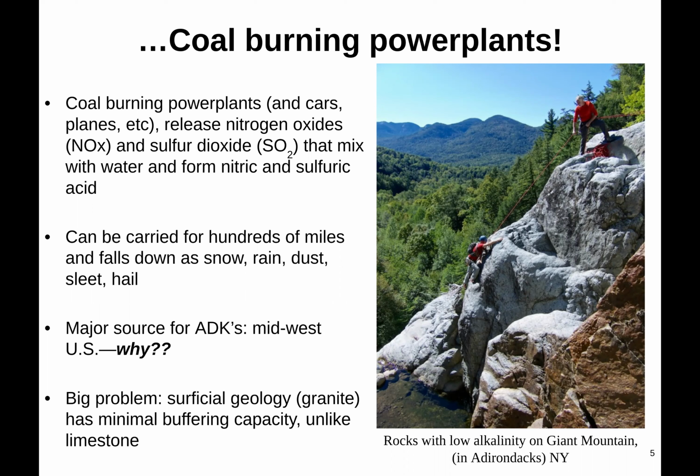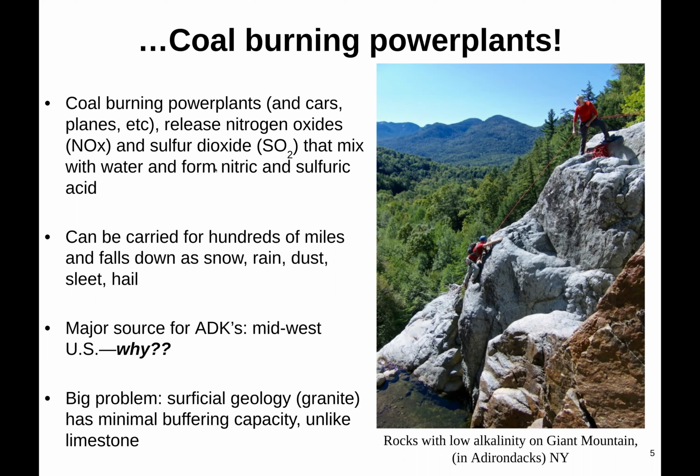And in the case here, we had the coal-burning power plants in the Midwest. So when you burn coal, you release nitrogen oxides, so that's denoted by NOx, and sulfur dioxides that mix with rainwater and form two very potent acids, nitric and sulfuric acid.